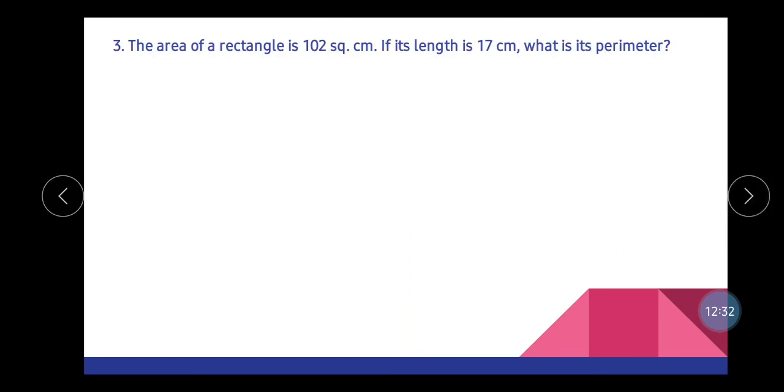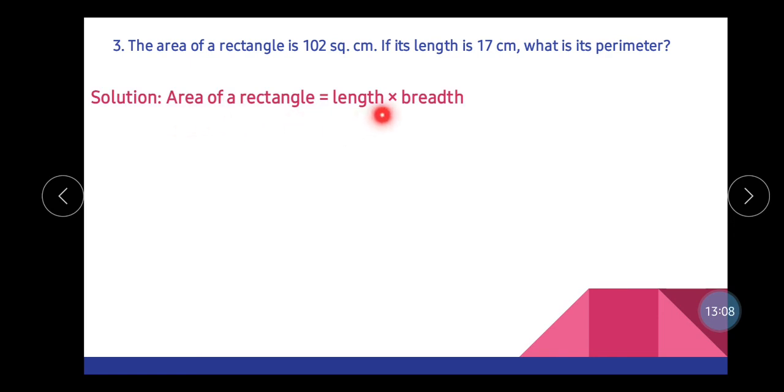Question number 3. The area of a rectangle is 102 square centimeter. If its length is 17 centimeter, what is its perimeter? Already the area of rectangle is given, length is given. So from the area of rectangle formula, we will get the value of breadth, and from there we can calculate the perimeter. So children, always remember the formula. Area of rectangle is equal to length into breadth, and perimeter of rectangle is equal to 2 into length plus breadth. Let's start. We'll write the formula.